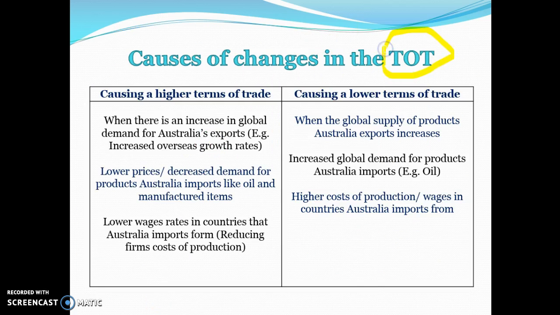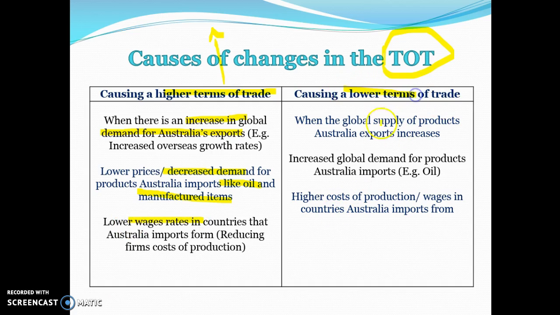Causes of changing terms of trade. Okay, this is really careful. Remember, it's nothing to do with the amount that we're selling. So things that will cause a higher terms of trade are basically just things that are going to cause a higher price of exports or a decrease in the price of imports. So if there's an increase in global demand for our exports, the price will go up and the terms of trade will increase. If there's lower prices or decreased demand for imports, so if oil prices go down, or if there's lower wage rates in other countries that help to reduce the price of manufactured items, that will all cause an increase in the terms of trade as well because of decreased import prices. So lower wage rates in countries that we import from.